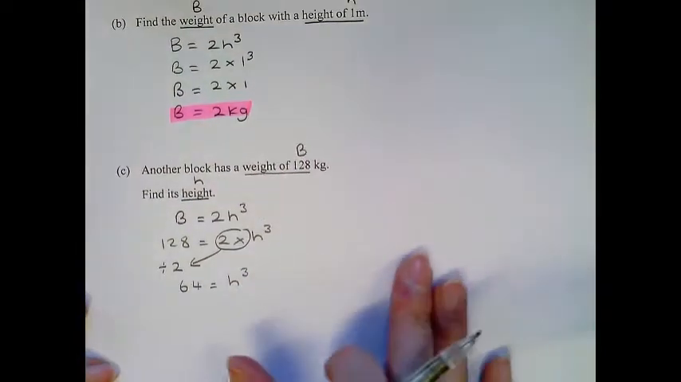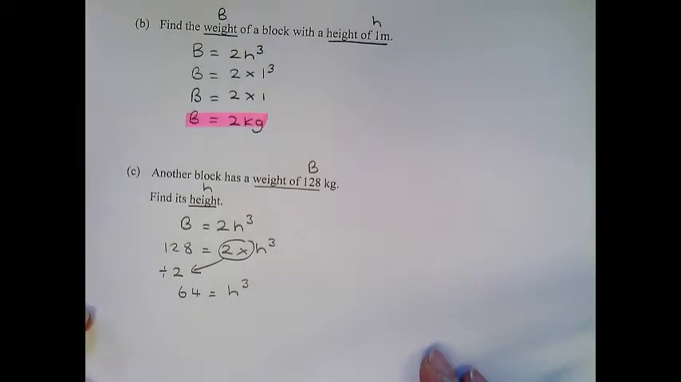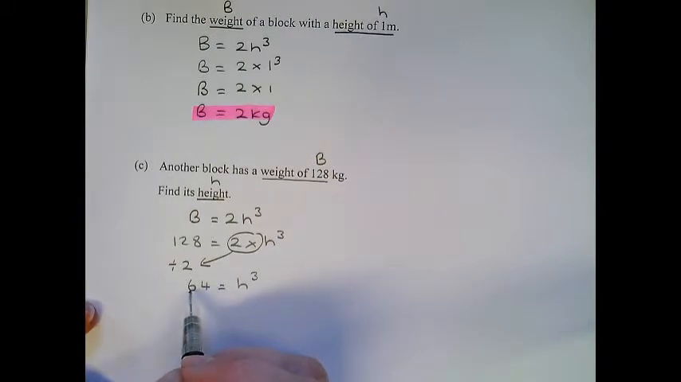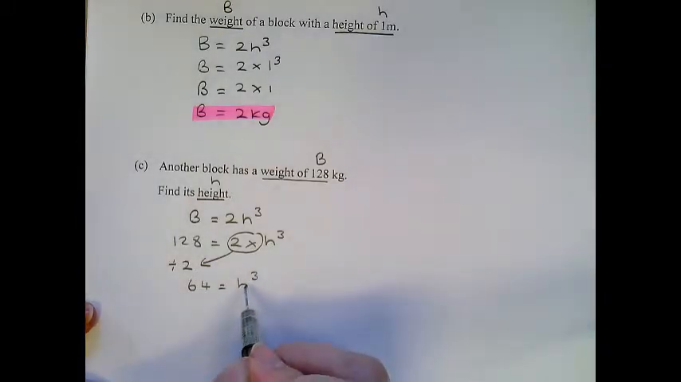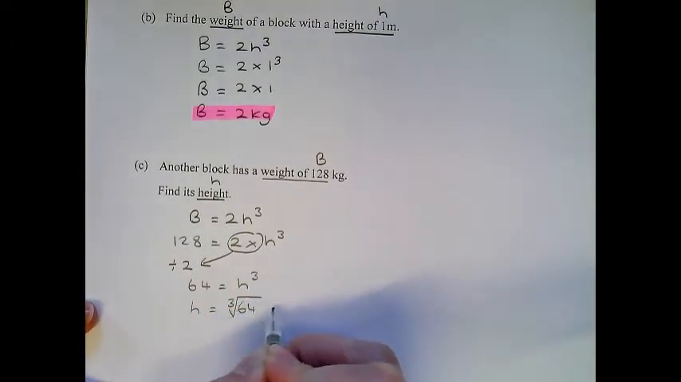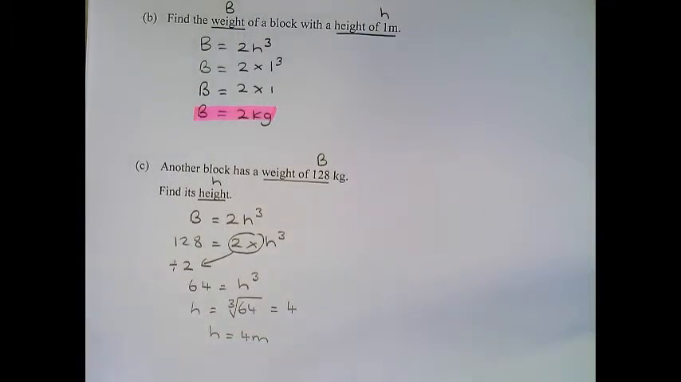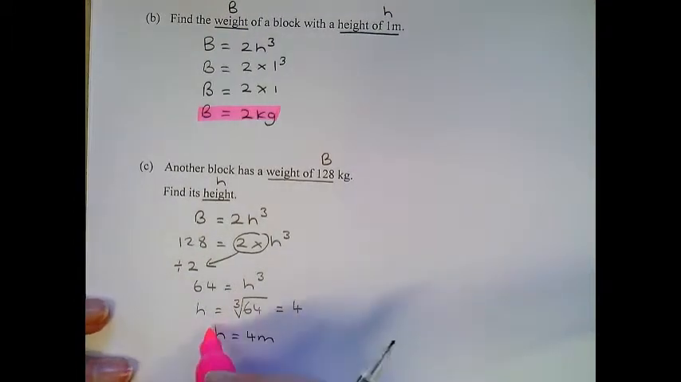So we have been able to do all this without a calculator so far. So this last bit you're also able to do without a calculator because 64 is one of the cube numbers you should know. I think I said square number there, it's a cube number. So you need to work out what cubed gets you 64. So you would do h is equal to the cube root of 64, which is just 4. So the height would be 4 meters then, would be your final answer for that one.